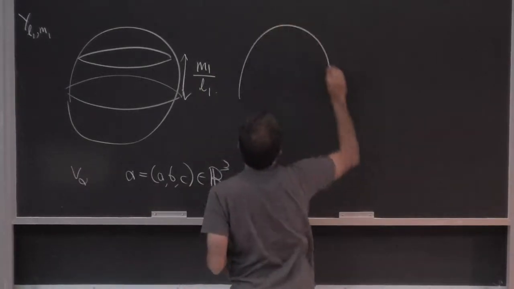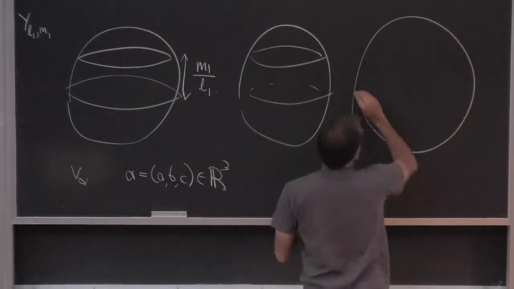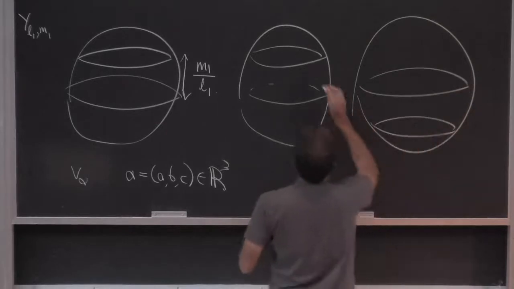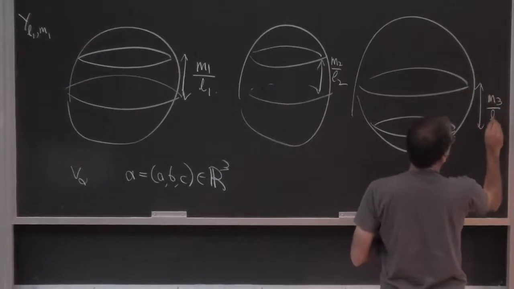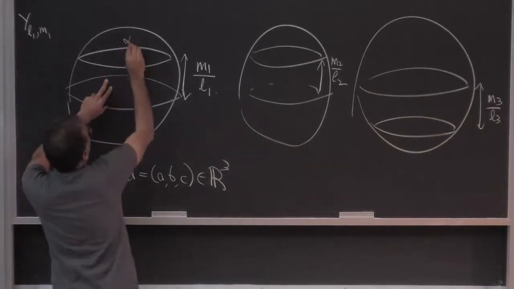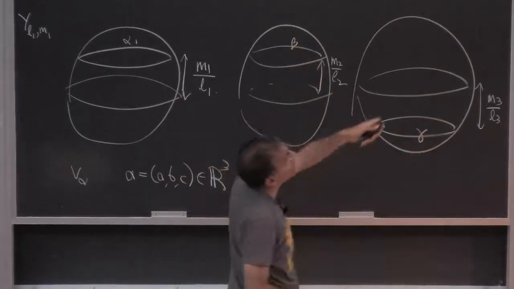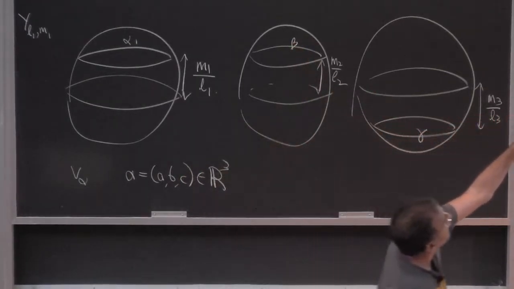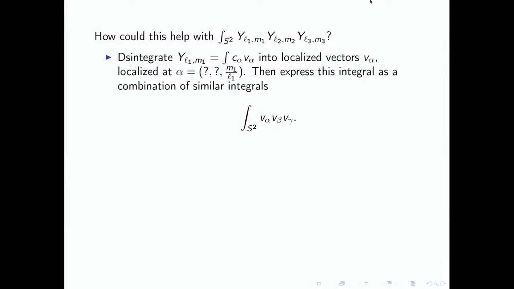Okay, so you get maybe some picture like this, where this is M2 over L2, M3 over L3. M3 is negative in this picture. And right, this is beta, gamma. So I've disintegrated all three of the spherical harmonics into localized vectors. The first one indexed by alpha, second one by beta, third one by gamma. And once you do that, you write this integral above as some massive combination of integrals of v alpha, v beta, v gamma.